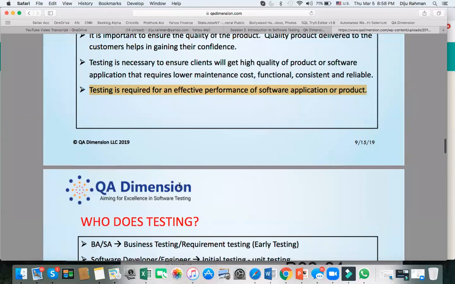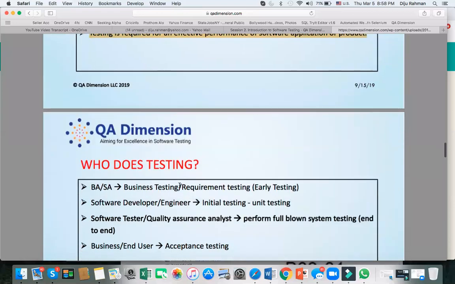All right, so let's focus on who does the testing. Most often, whenever somebody says that testing is QA's work, that it's our work, right? That's what most people say, but it is not true all the time. Testing can happen throughout the process. The BA and SA, the business analyst and the system analyst, are the ones who actually test the requirements.